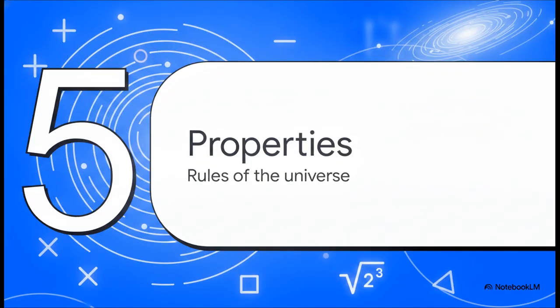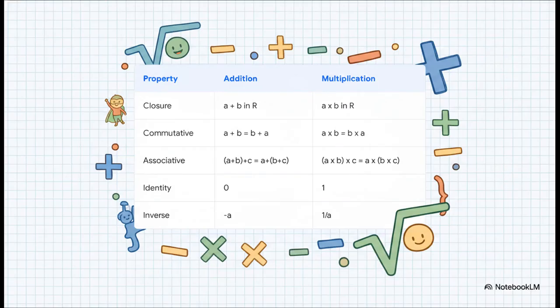All right, section 5, properties of real numbers. It's time to take a quick step back and reveal the overarching rules of the math universe. This table is basically your ultimate cheat sheet. It proves that radical operations perfectly obey the exact same rules as regular real numbers.